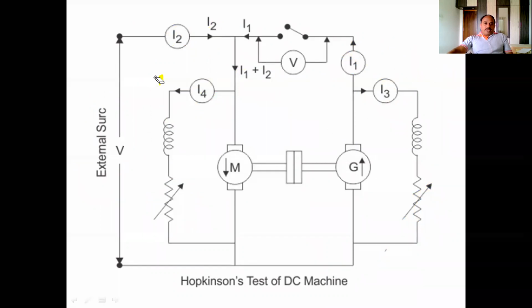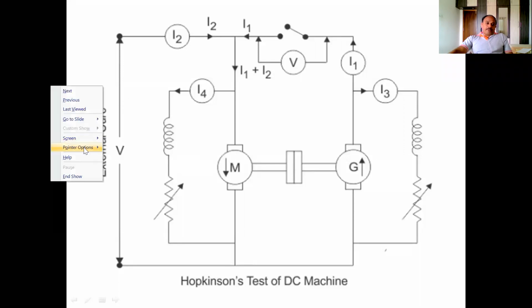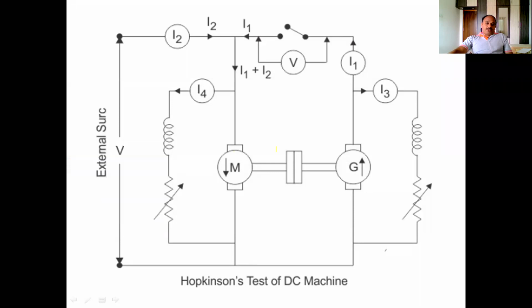So once again I repeat, it's a very important test. In the Hopkinson test, we have two shunt machines connected in parallel. One machine acts as a generator, the second machine acts as a motor. The two machines are mechanically coupled. This is the mechanical coupling.